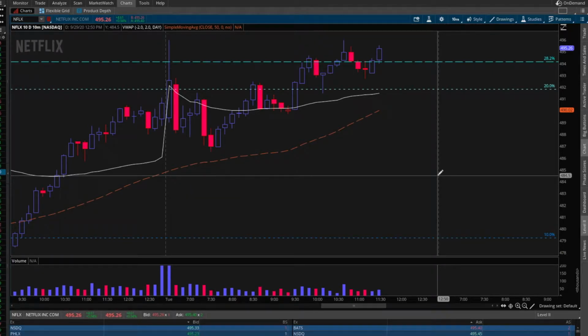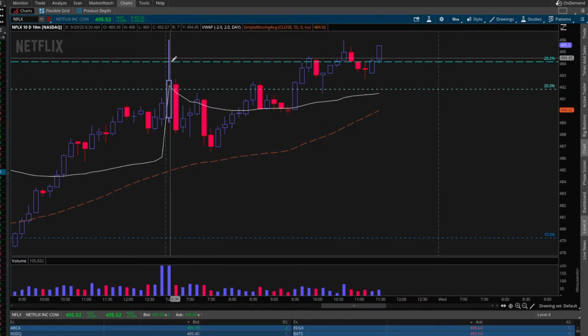Today we're going to take a quick look at how downward swings have relationships to other downward swings and how upward swings have relationships to other upward swings. So we'll just be looking at things intraday on a 10-minute chart. And first of all, we're going to look at Netflix.